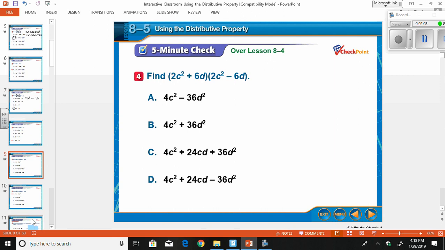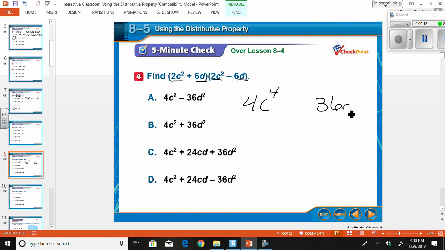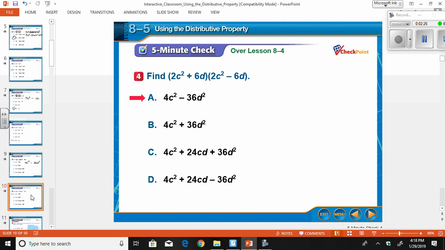What we have here again, our a's are the same, our b's are the same. So we get 4c to the fourth and 36d squared, so 4c to the fourth minus 36d to the second, so a.